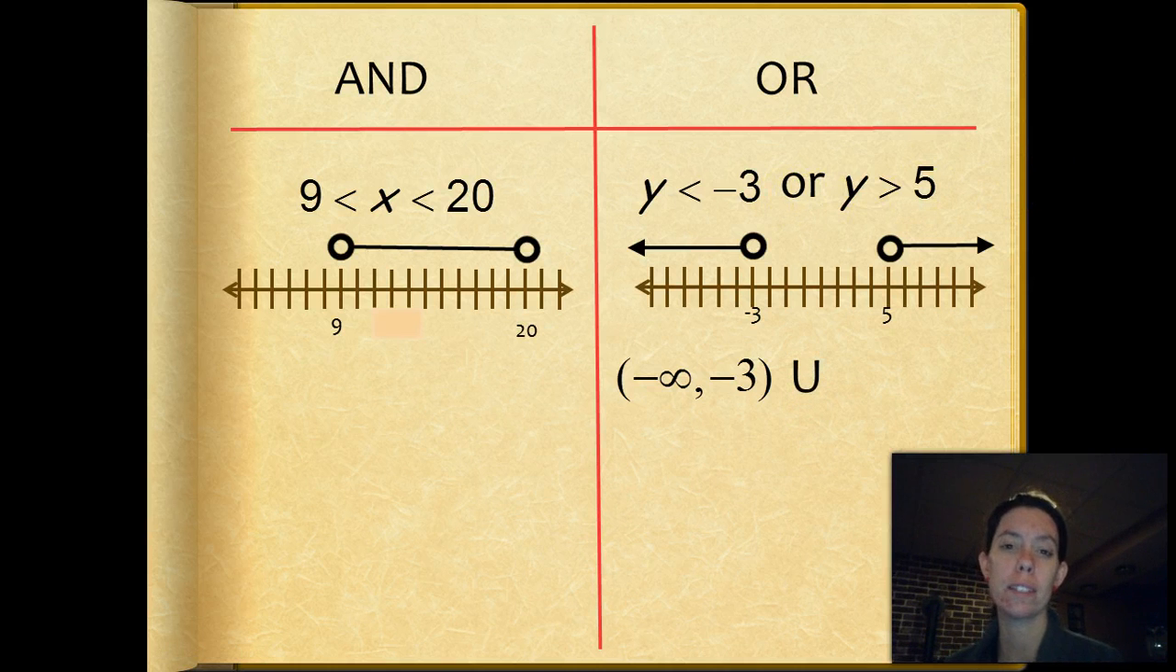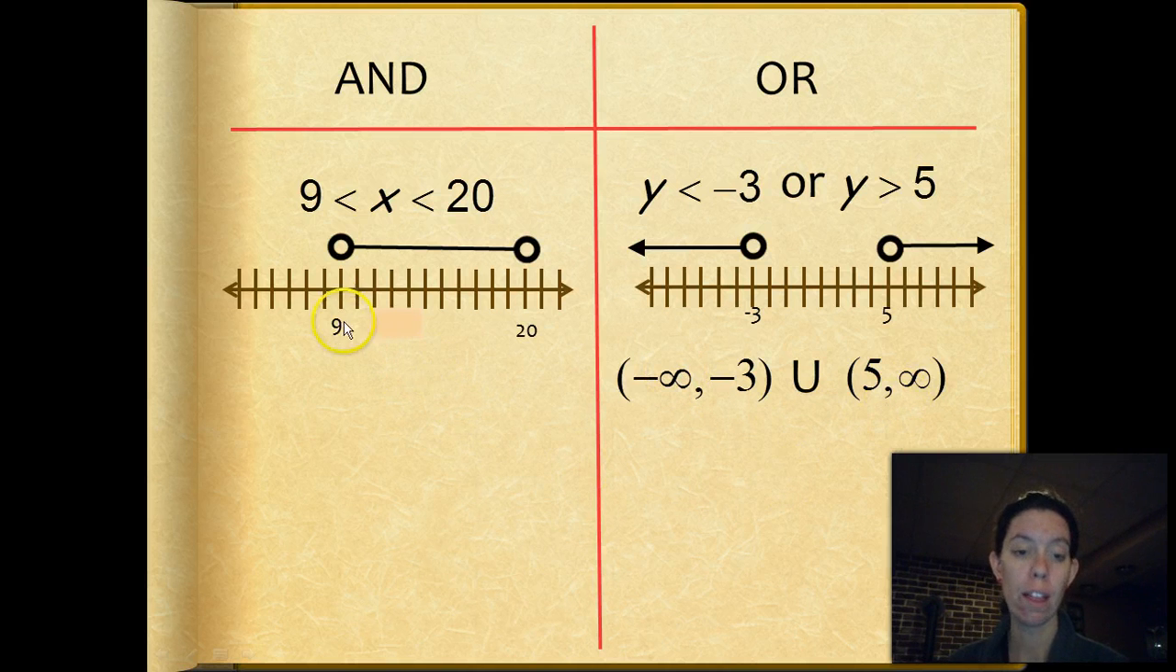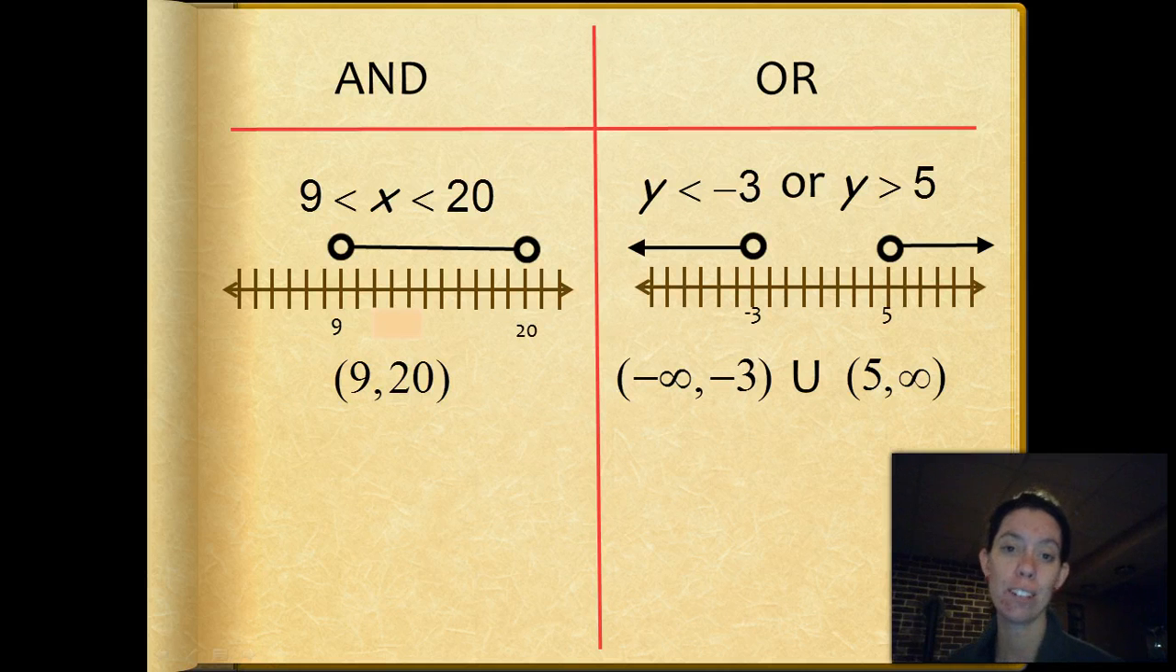We use U because it stands for union. So it means bringing two things together. And then you would write the interval for y is greater than 5, which looks like this. To do an and inequality, there's no gap, so you don't need to write two separate intervals. You can just write one interval that starts at 9 and goes up to 20. And since those are both open circles, we'd use parentheses on both. So that's the interval for an and inequality.